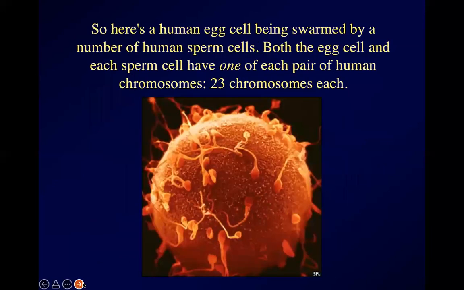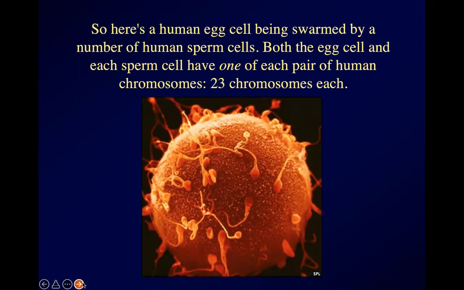All right, so yeah, here's a human egg cell being swarmed by a bunch of human sperm cells. They're all trying to penetrate into the egg cell, and normally only one of them will make it. The egg cell actually has ways to block the entrance of all of those sperm cells, except for the first.